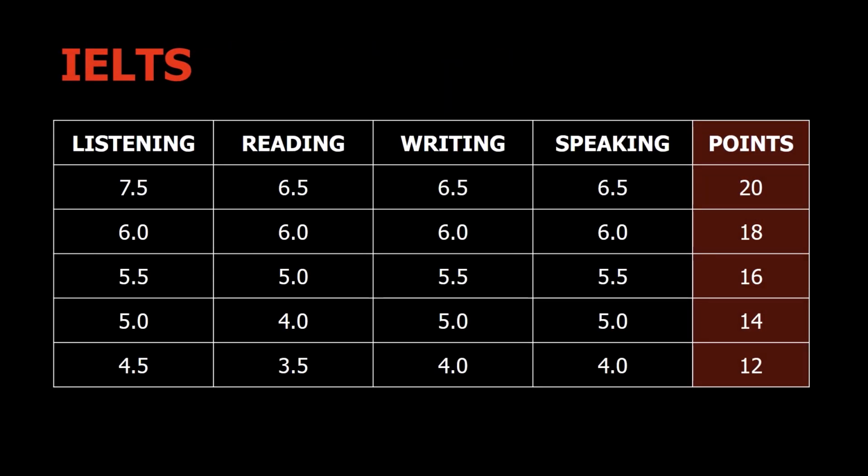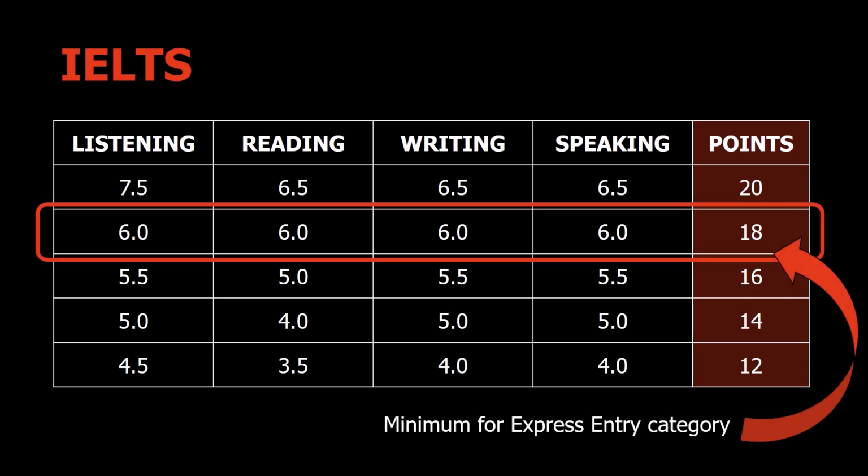One difference between the Saskatchewan Express Entry and the Occupations in Demand category is the minimum required IELTS score. The minimum required score under the Occupations in Demand category is Band 4: 4.5 in listening, 3.5 in reading, 4 in writing and speaking. Whereas the minimum required score under the Saskatchewan Express Entry category is Band 6, with 6 in each listening, reading, writing and speaking.